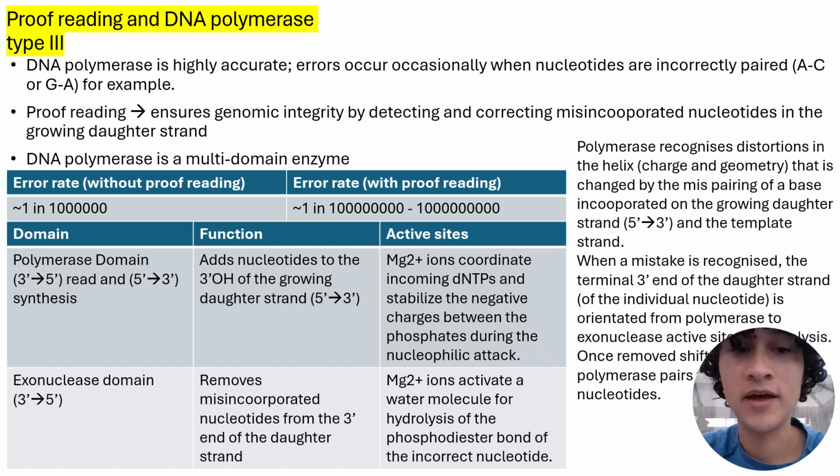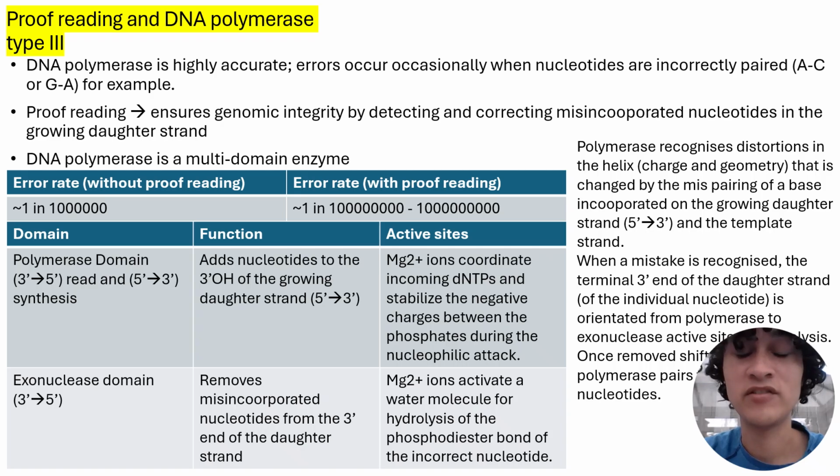So enzymes respond to geometry and charge. They can recognize distortions in the helix based on a change in charge and geometry from what it's supposed to be based on what the template strand is reading. And so, for example, if the polymerase recognizes it has a mistake in its pairing, then it will activate its exonuclease domain.